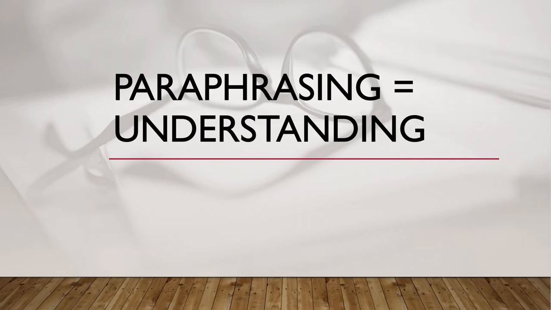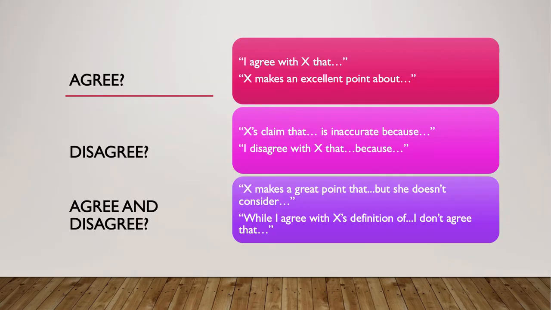In the same way that you might explain to a friend what your sister said using your own words, you should be able to explain a claim from a text in your own words. If you can do that, you understand it. Now that you're sure that you get what the author is actually saying, the next step is to decide if you agree, disagree, or agree and disagree with their claim. Those are the three major options you have.